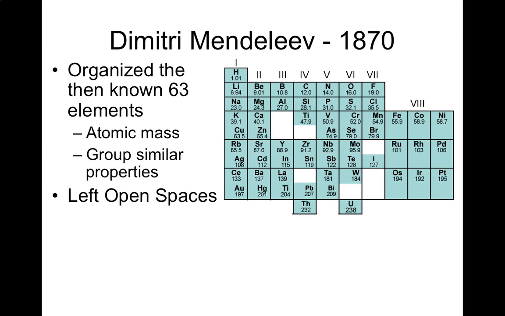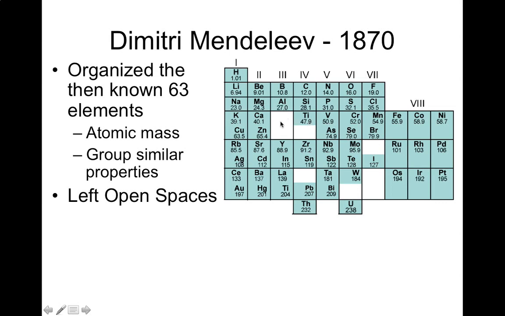He left open spaces. This is what really made Mendeleev the father of the periodic table. He said, okay, nothing seems to fit here. I could technically put titanium over here by calcium because it's the next number, but the properties are not the same as they are with aluminum and boron. So that doesn't make sense.